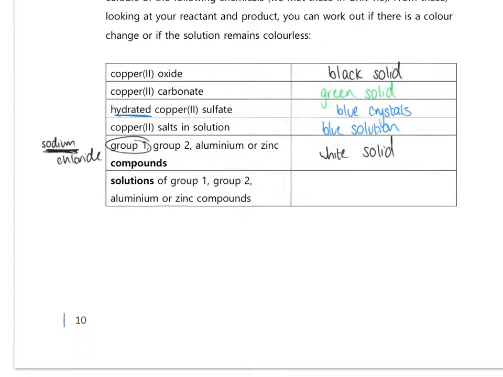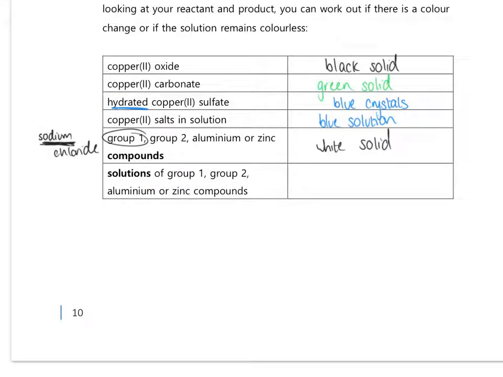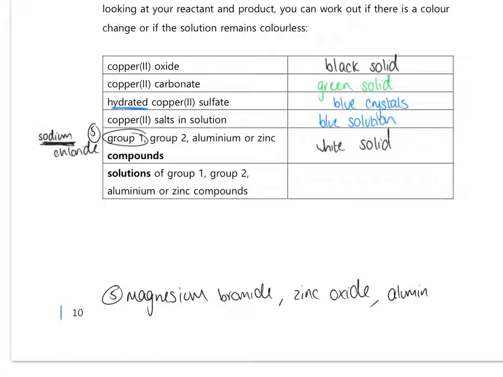So try and think of some other examples. Group 2 compounds, so that would be the likes of magnesium. If we number this, maybe number 5. More examples: magnesium bromide. Zinc compounds, you could have zinc oxide, which you met in your nanoparticles topic. Aluminium compounds, things like aluminium chloride. Okay, so all of those compounds would be white.